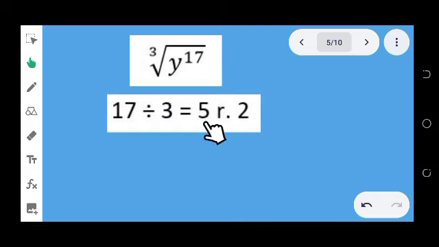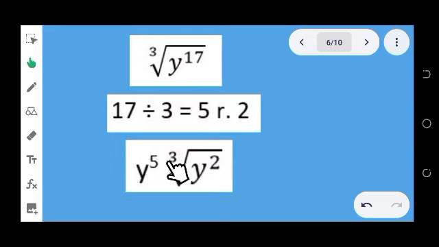So since 5 is an exponent outside the radical symbol, the answer now will be y to the 5th, and this 2 is the exponent of the variable that will remain inside the radical symbol. So that's why this is cube root of y squared. And this is now the answer.